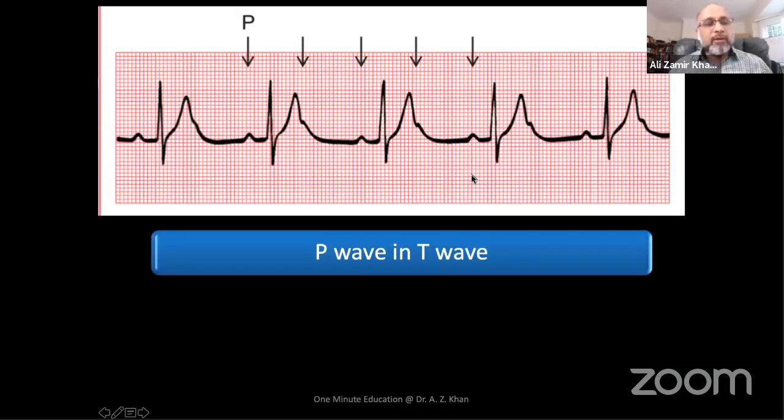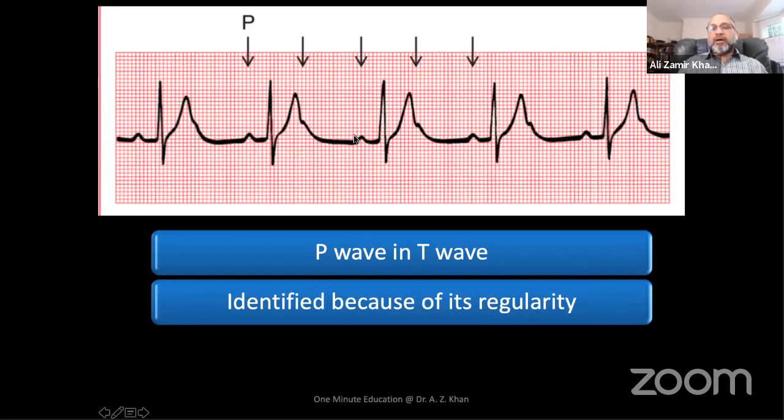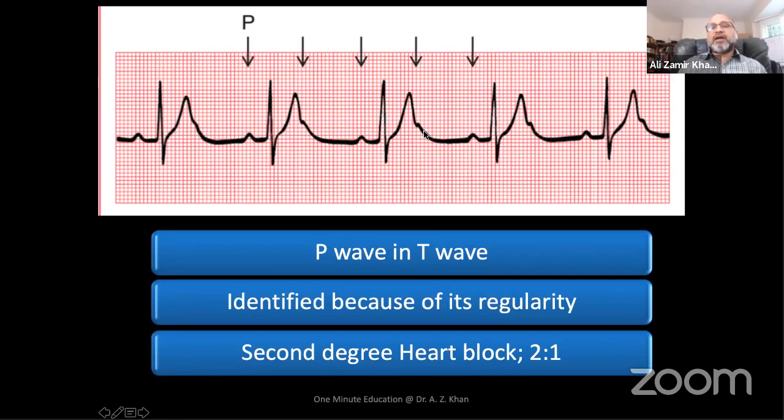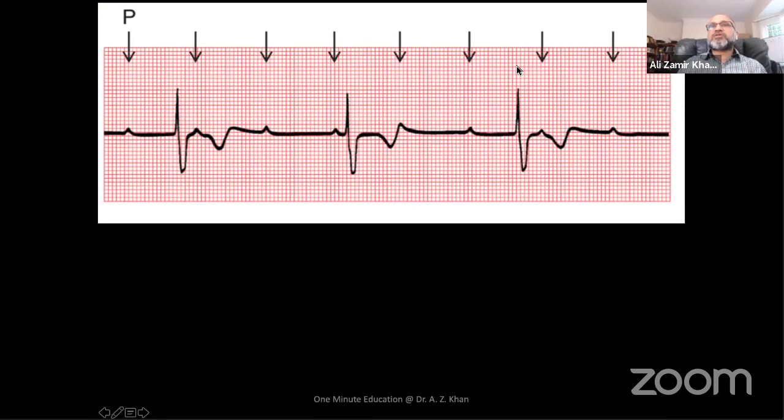Let's look at another one. There is the P wave within the T. You can see this P wave, you can see this P wave. Again, sometimes the P wave gets fused with the T, but this notch is not normal in a T wave. So this is actually a P wave. So this is two P waves in one QRS, but the P wave is getting hidden by the T wave. You can see that very clearly. This is also second degree heart block, 2:1. All right, let's look at the next one.